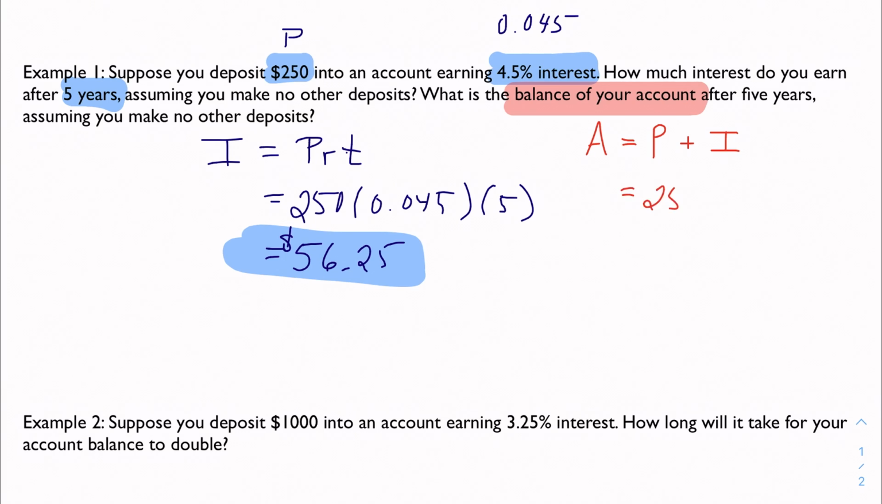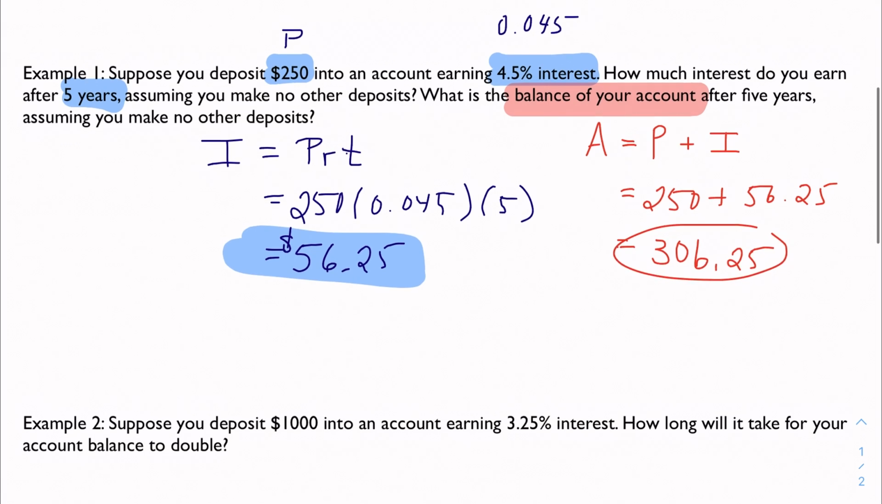So I have $250, and I've also earned $56.25. So my account balance after the 5 years would be 306, not 305, 306.25. And that would be my account balance, in dollars, of course.